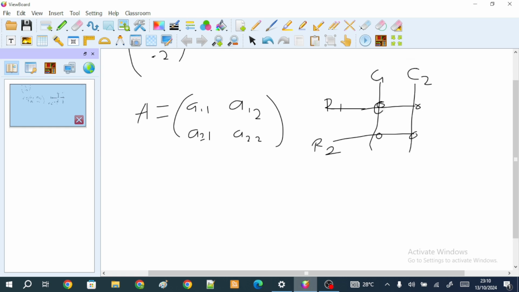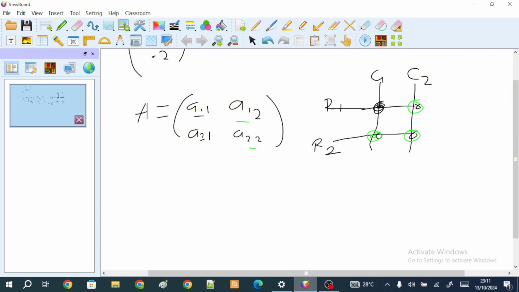This means that this element at this position is in row 1 and column 1. That's why we have A11. Then this element here is in row 1 but in column 2. So that's why we have this as A12. The element here is in row 2 but in column 1, so we have A21. And then the element here is in row 2 and column 2, that is A22. So the first subscript denotes the row, while the second subscript denotes the column.